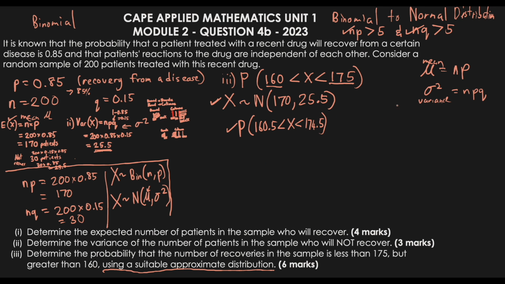The process we just did, we call that a continuity correction, and we always do this when we are converting binomial to normal distribution, or any discrete distribution to a continuous distribution.